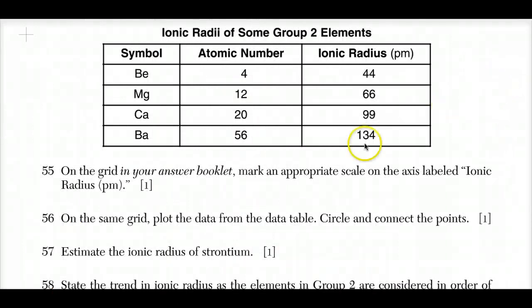Number 57, estimate the ionic radius of strontium. Now, like many of these graph type questions, after you plot the graph, there's going to be at least one question on the graph. So they want to estimate the ionic radius of strontium. Strontium is not listed here, but from the graphical relationship that we made, we should be able to read on your line that you made what strontium is once we know its atomic number. So let's go find the atomic number of strontium and where it fits on the graph that you made in the answer booklet.